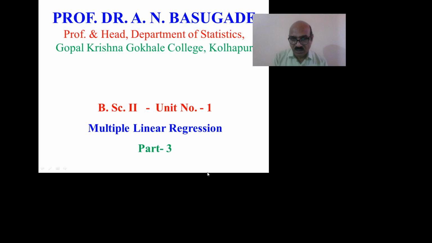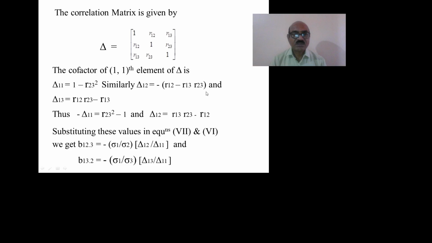Now in part 2 we have discussed certain steps of the derivation of the plane of regression of x1 on x2 and x3. Also, we have defined the correlation matrix, given by delta. The first row is 1, R12, R13, because R11 is 1. The second row will be R21, but it is the same as R12, then R22 is 1, and R23. The third row is R31, which is the same as R13, then R23 and 1.